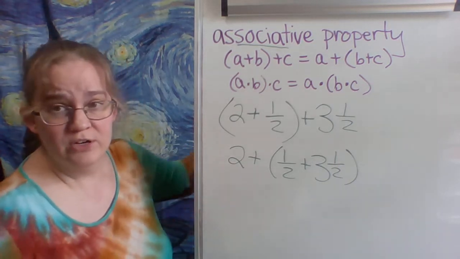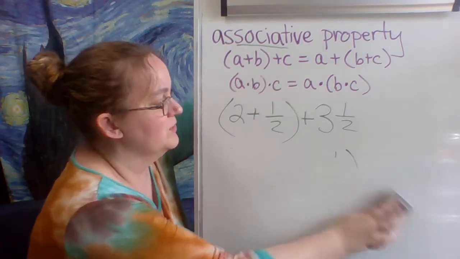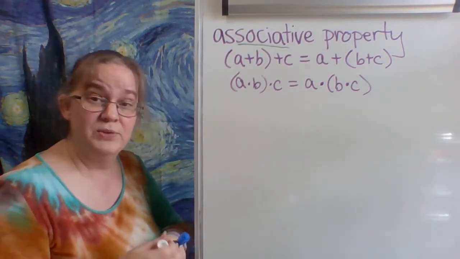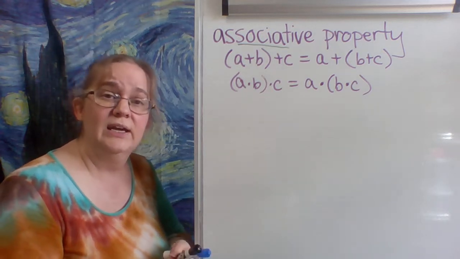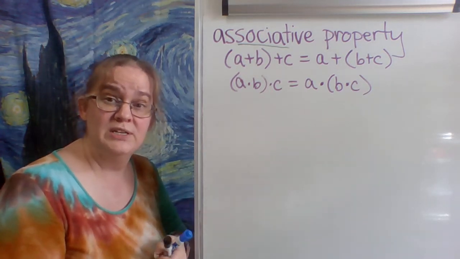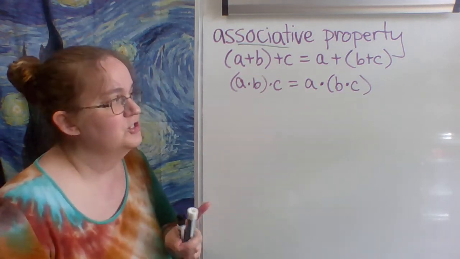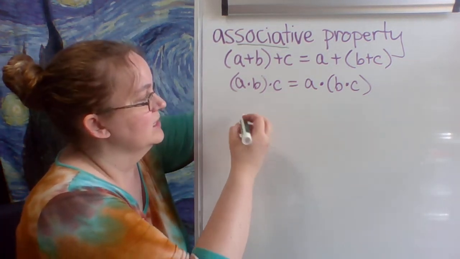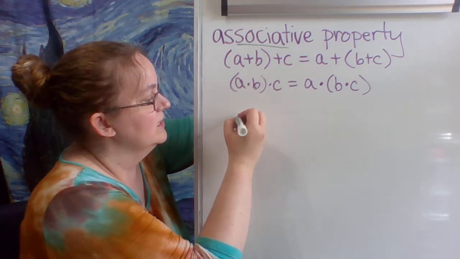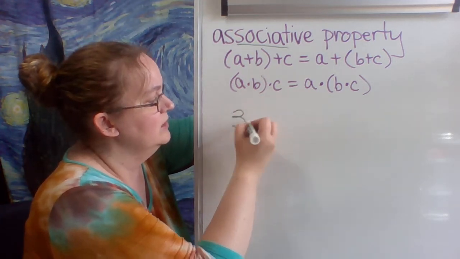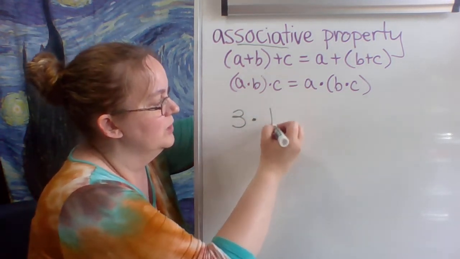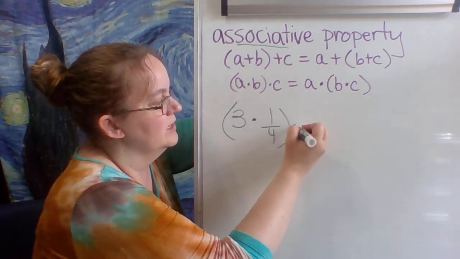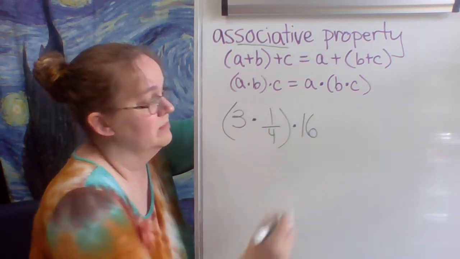When you start throwing variables and stuff in, this can make a big difference on what you can group together and what you can't. So let's look at another example of the associative property. Again, I'm just moving the grouping symbols, and that allows me to change the order that I'm adding in, or multiplying in this case. So let's say I had 3 times 1/4, and I was multiplying that by 16.